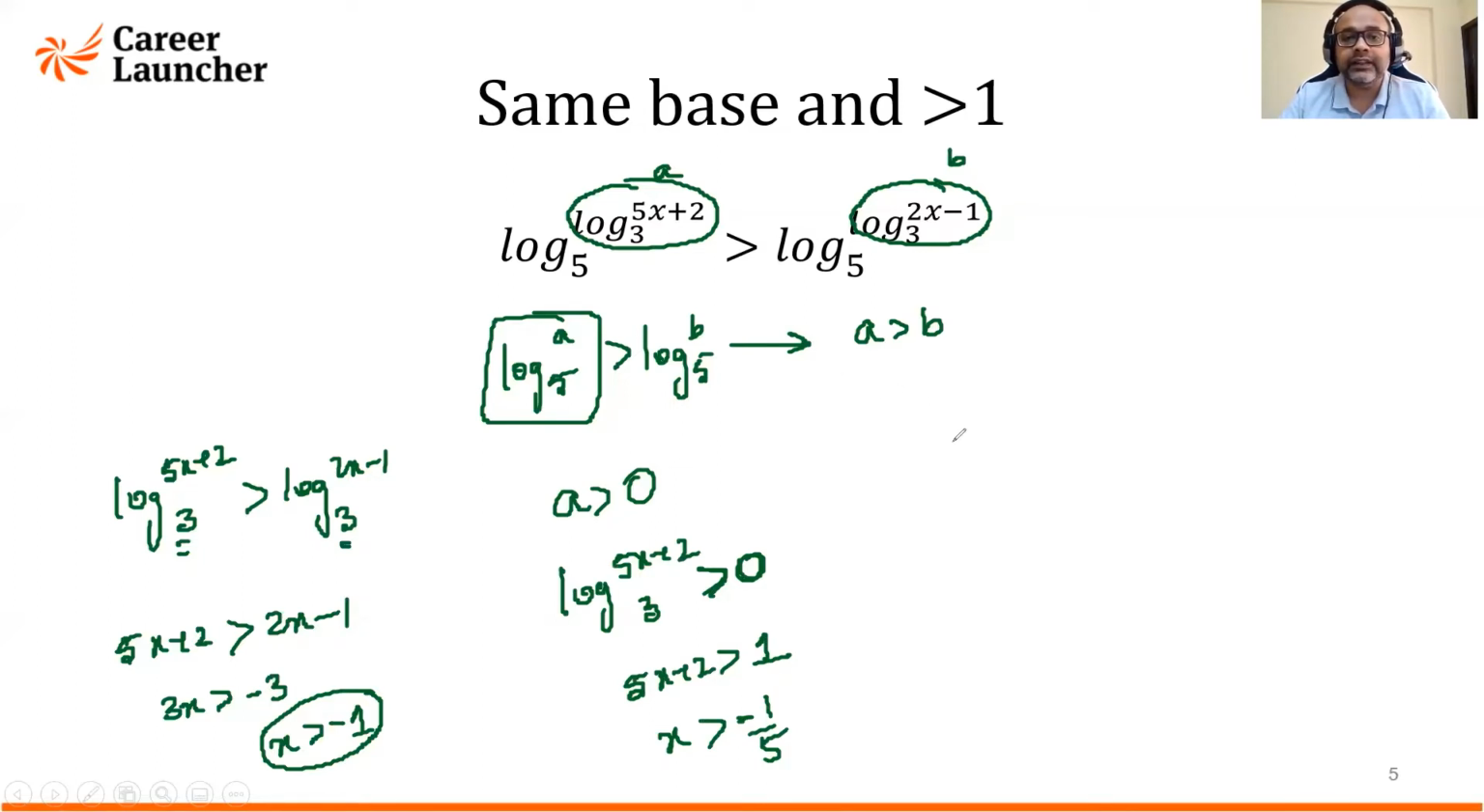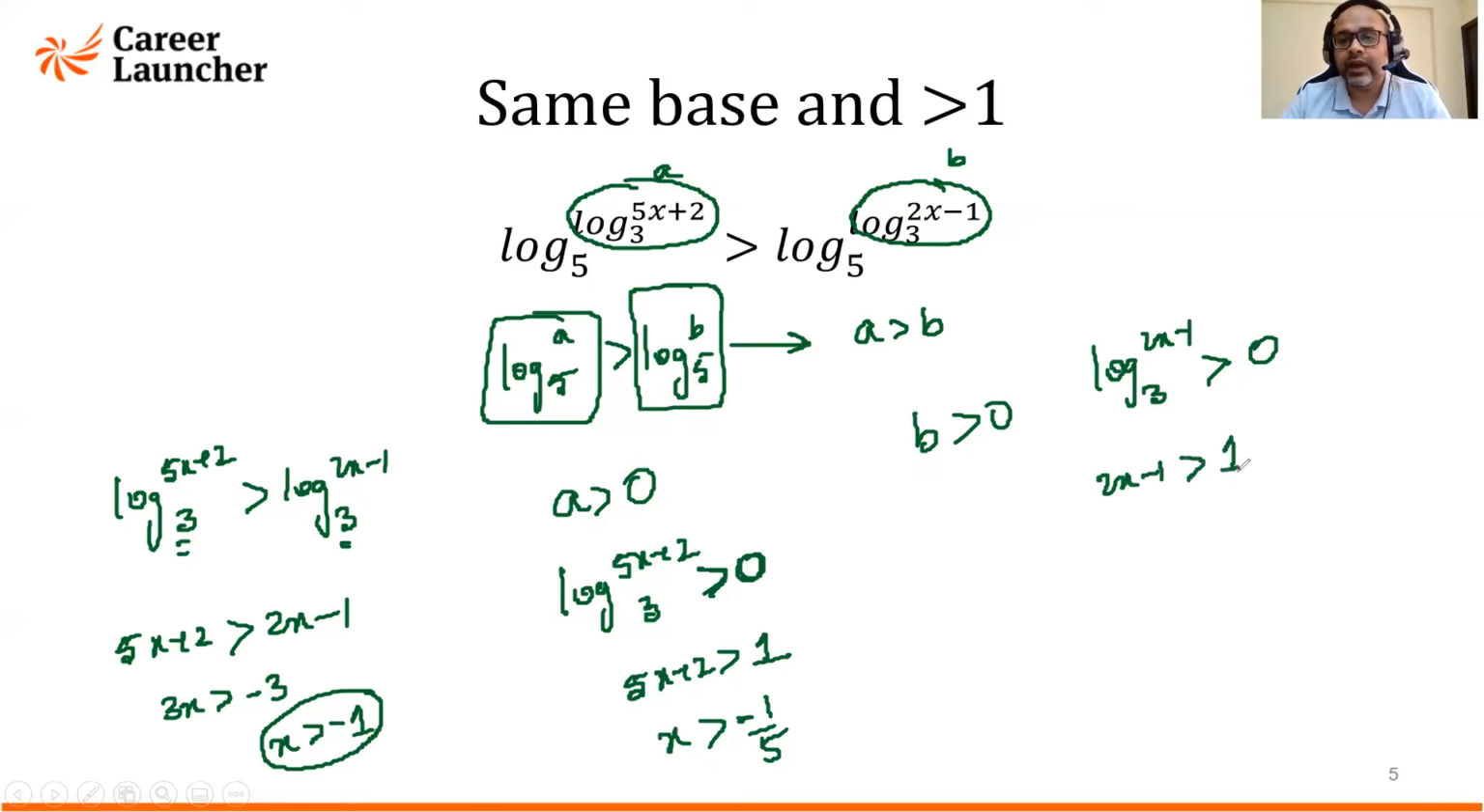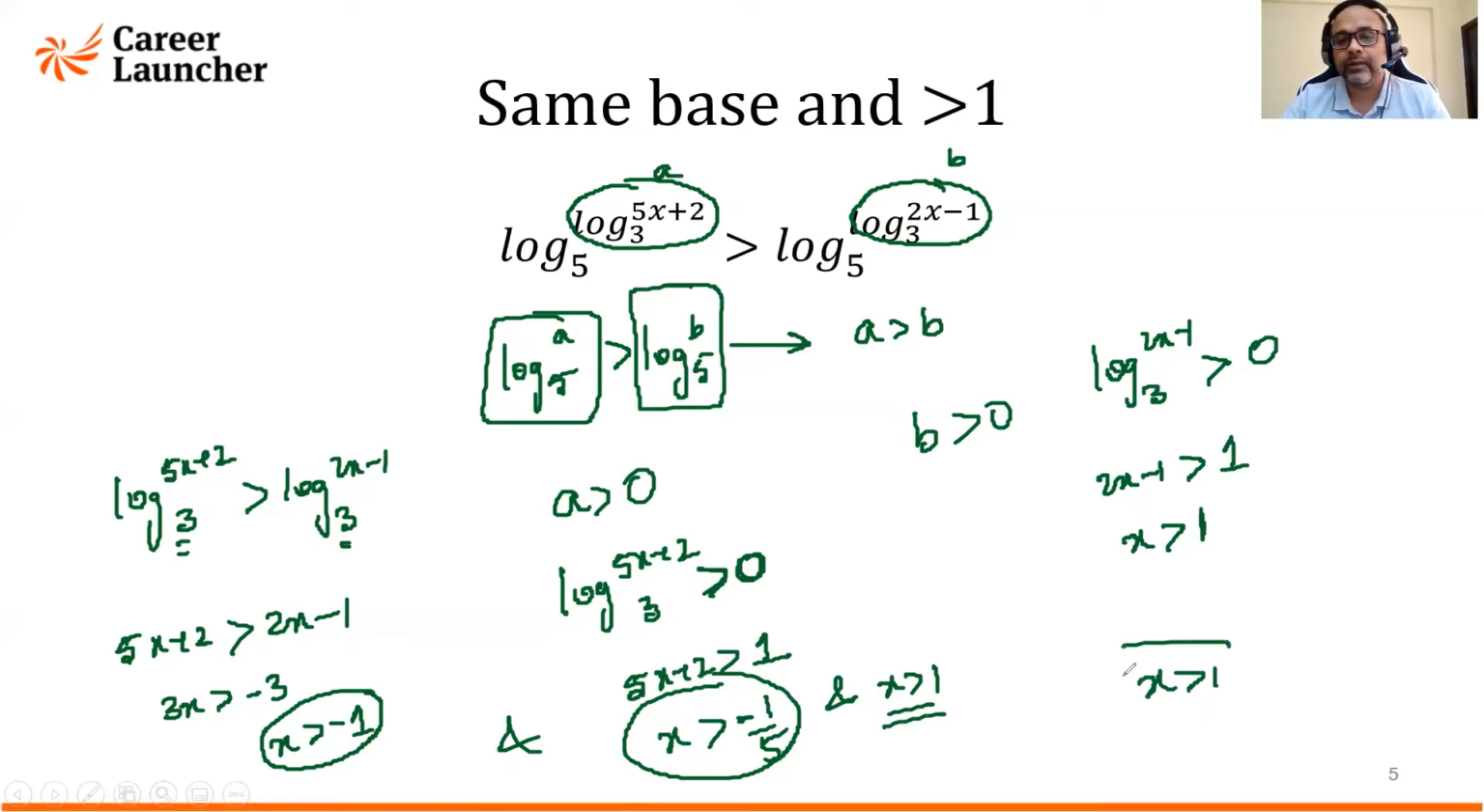Similarly, the right hand side is defined when log b base 5 is defined. This is defined when b is greater than 0. Obviously, b cannot be less than 0. So this gives you log 2x minus 1 to the base 3 greater than 0, because that's what we've taken as b. So this gives you 2x minus 1 greater than 1, or x is greater than 1. So you want a common answer for this and x greater than 1 and your x greater than minus 1. You can draw your number line and figure out, but if you are a bit fast, you can realize that the common area is only x greater than 1.